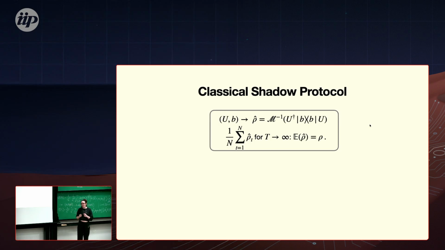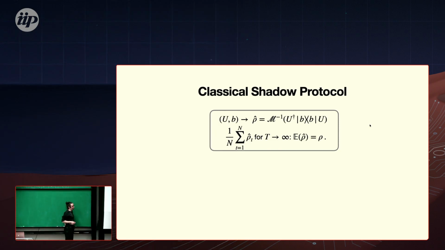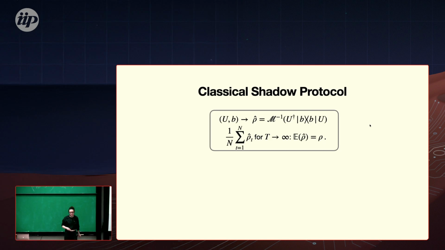Well, it's important that we make sure that this is the case. So in theory, you can do quantum state tomography with shadows. And if you do infinitely many shots, then you will recover your quantum state. And this is important because if this would not be the case, why should we do that? And I will just quickly show you why the expected value of our snapshot is actually rho.